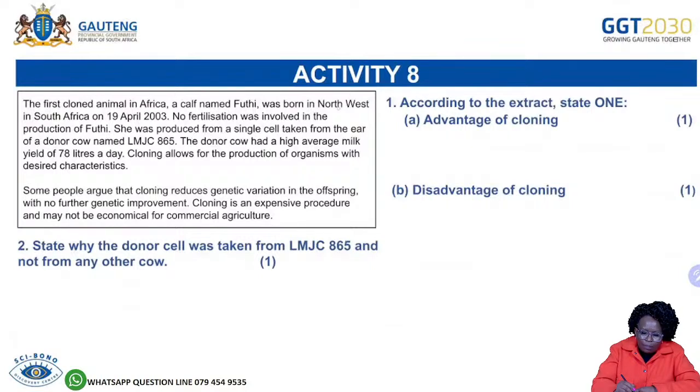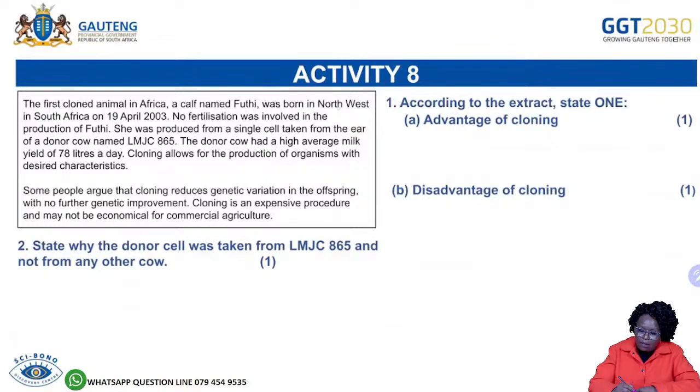Cloning allows for the production of organisms with desired characteristics. Some people argue that cloning reduces genetic variation in the offspring with no further genetic improvement. Cloning is an expensive procedure and may not be economical for commercial agriculture.